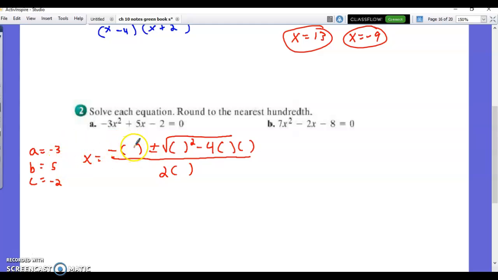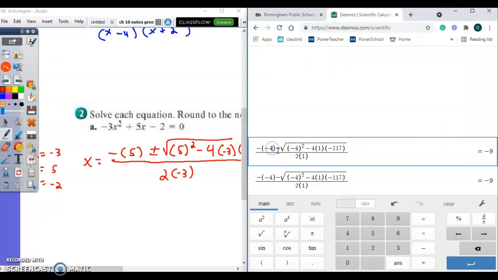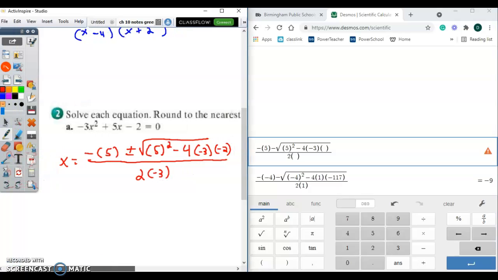So -b would be 5. A would be -3. C is -2 divided by 2a, which is -3. And now let's go back to our trusty calculator. So I'm going to back these out so I can put in my correct numbers. Again, it's just identifying A, B, and C, knowing this formula, and you just put them in. So here we go. 5 here, 5, -3, -2. This is -3 at the bottom.